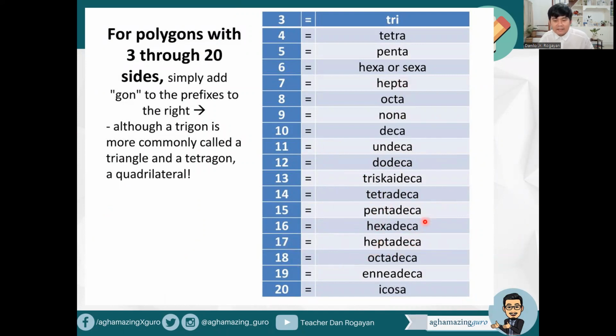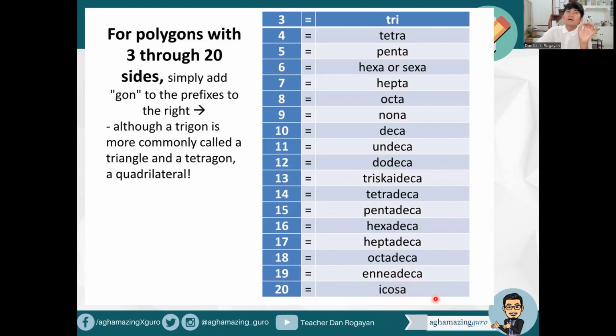Hepta, galing din sa hepta. And then deca because it's 10 plus 10. 7, hepta, plus 10 is 17. 18, octadecagon. 19, enneadecagon. And 20, icosagon. Okay? Enneadecagon, 19. Icosagon, 20.